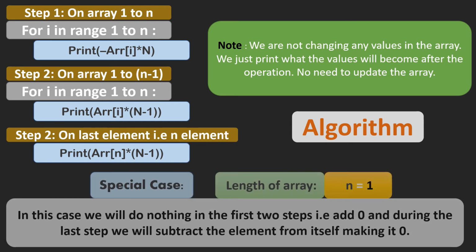That's it, but wait, there is a special case. When the length of the array is 1, then we only perform the last step. So in the first 2 steps we add 0 to the element. To see this, look at the C++ code given next.